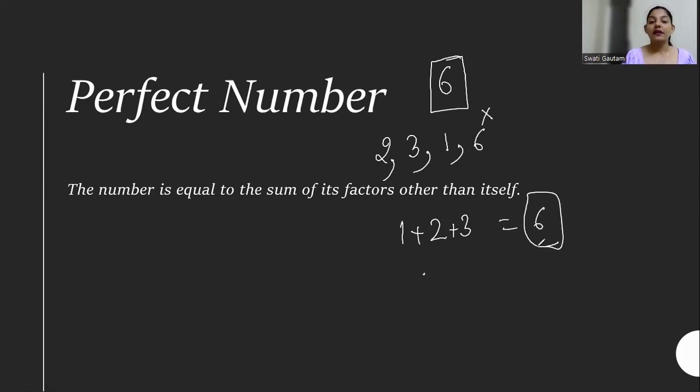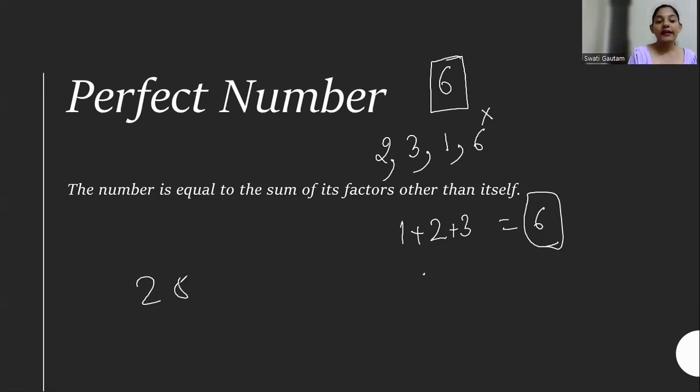So what are perfect numbers? Perfect numbers are those numbers which are made by the sum of their factors only, but don't take the number itself as a factor. Other than itself, whatever the factors of that number are, just add them, and you will get a perfect number.